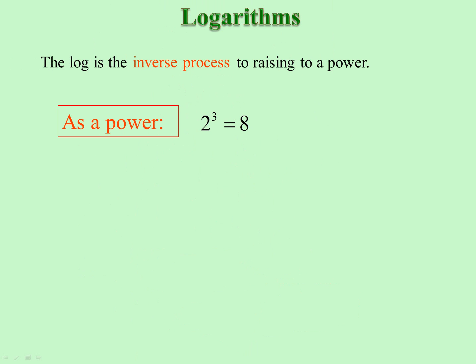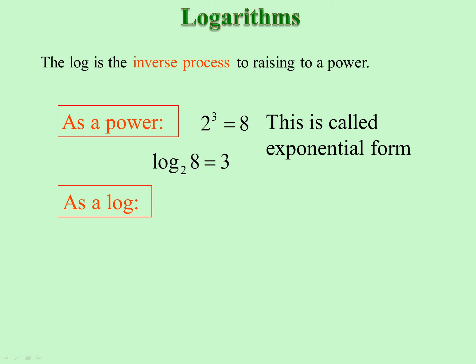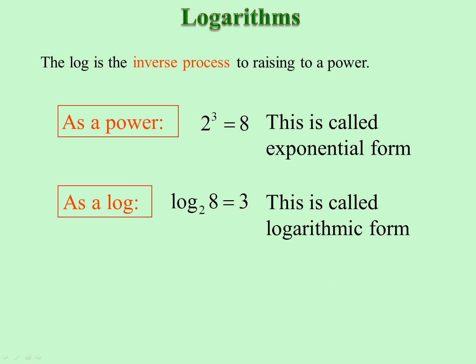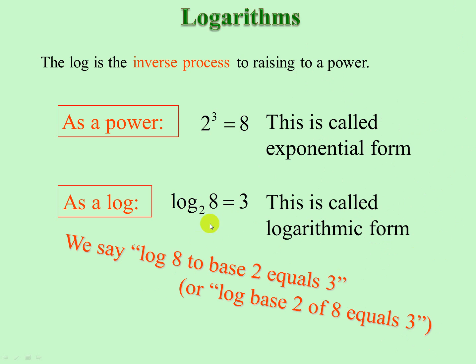So as a power we have 2 cubed equals 8. We call that exponential form. As a log we write log of 8 to base 2 equals 3. That's logarithmic form. Note I use the word base. We cannot say log of 2 to the 8. So we say log of 8 to base 2 equals 3, or log base 2 of 8 equals 3.